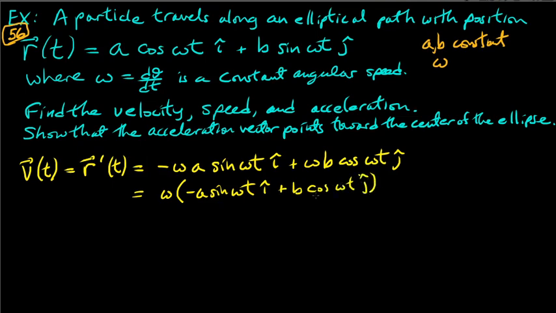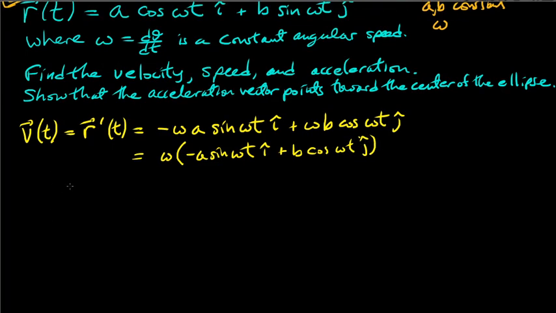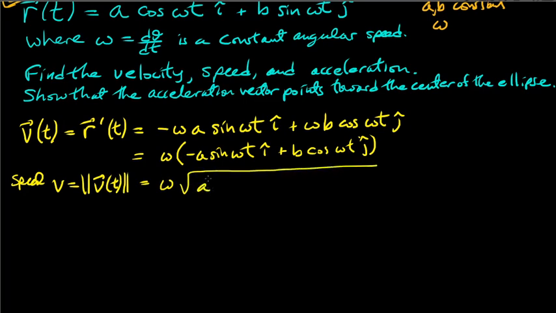Times j. Okay, good. The speed, of course, is just the magnitude of that vector. So speed, I guess we'll use v for speed, but it's the norm of the velocity vector. So that's just the usual square root. Now the omega factors out, but then you just get the square root of a squared times the sine squared of omega t plus b squared times cosine squared of omega t.